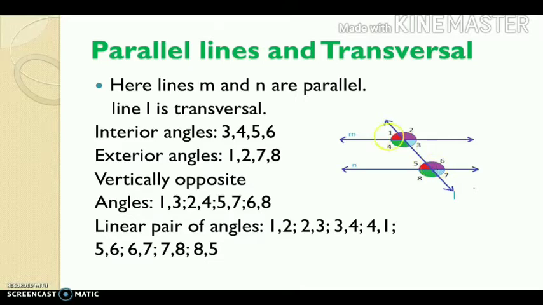Linear pair of angles. तो कौन से linear pair of angles बन रहे हैं यहाँ पर? We can see angle 1 and angle 2 are forming a linear pair. 2 and 3, 3 and 4, 4 and 1. Similarly, यहाँ पर angle 5 and angle 6 are forming a linear pair, 6 and 7, 7 and 8, and 8 and 5.